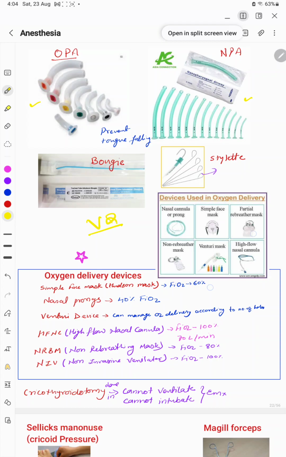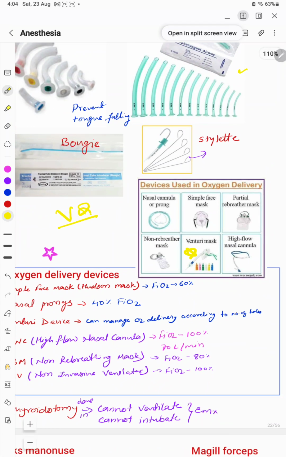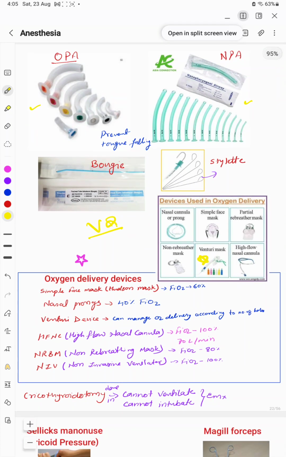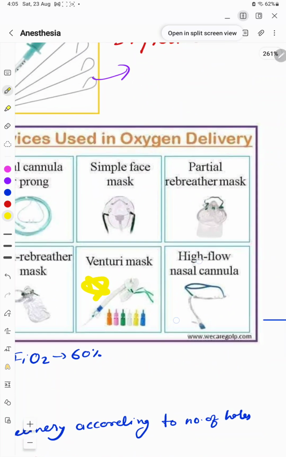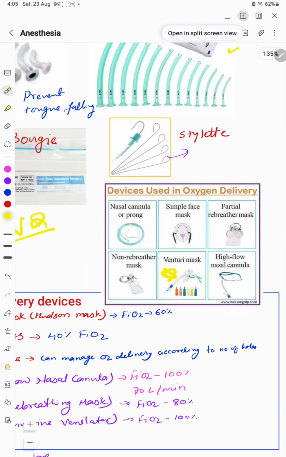Okay, devices used in oxygen delivery: nasal cannula or prong, simple face mask, partial rebreather mask, non-rebreather mask, venturi mask. This is very important, they ask about the venturi mask. Why is this important? Because in the venturi device we can manage the oxygen delivery according to the holes. You see it has color coding, different venturi masks have different holes, and we can manage the oxygen delivery.